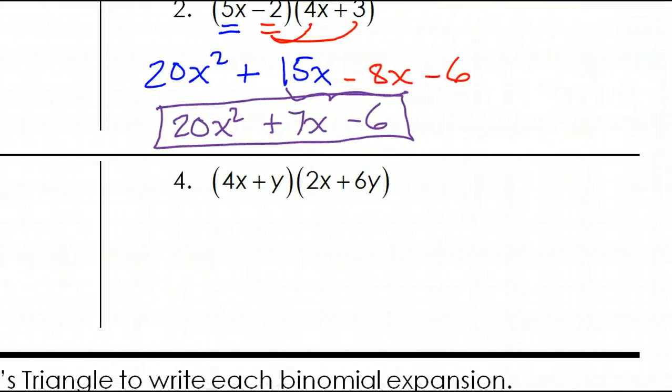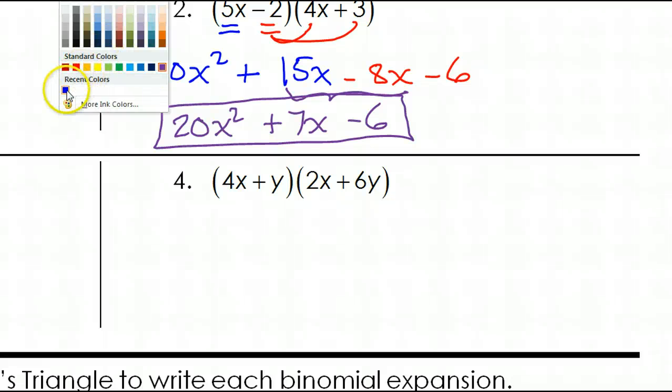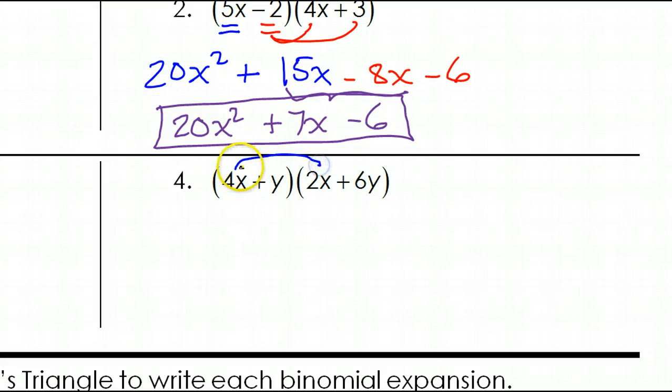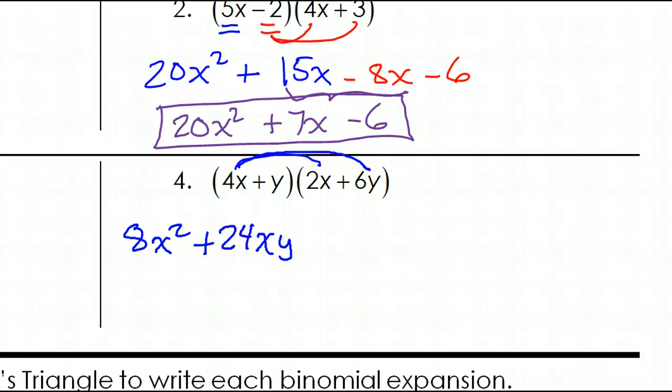Number 4. First we distribute the 4x. Okay, 4x times 2x. All right, we're talking about 8x squared. 4x times 6y, that's going to be 24xy. Now we will distribute the y. Y times 2x is 2xy, and y times 6y is 6y squared.